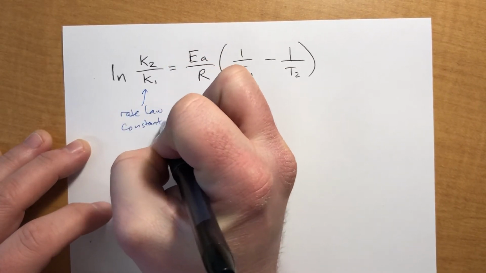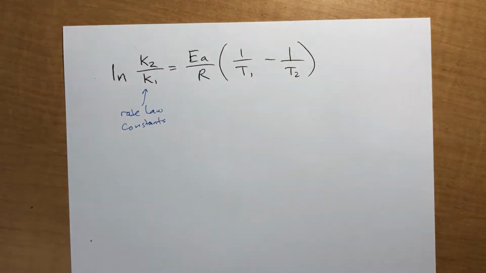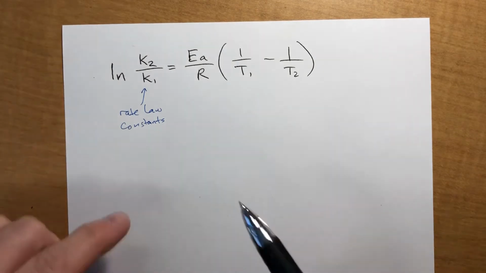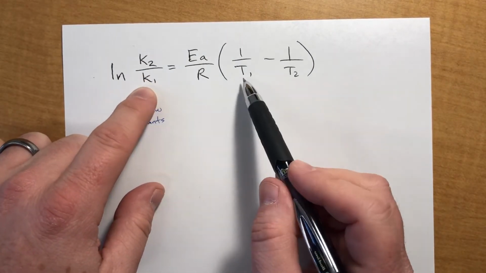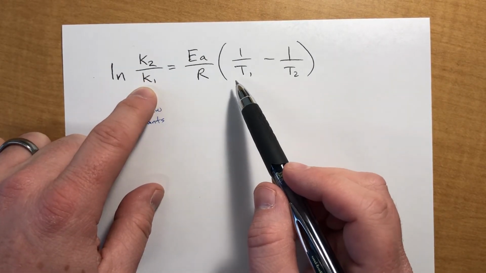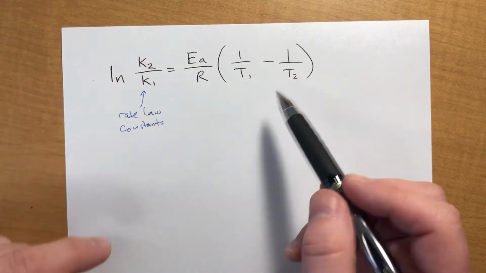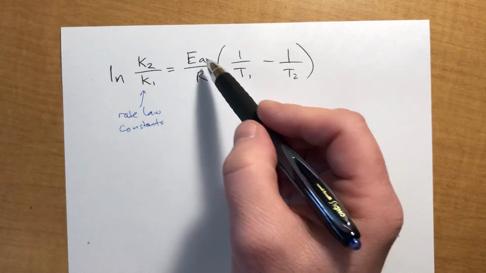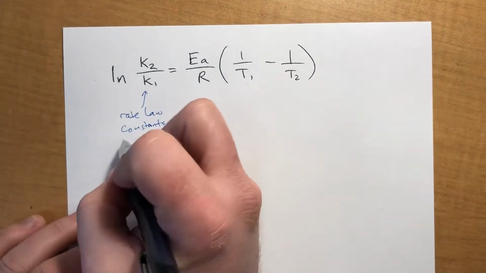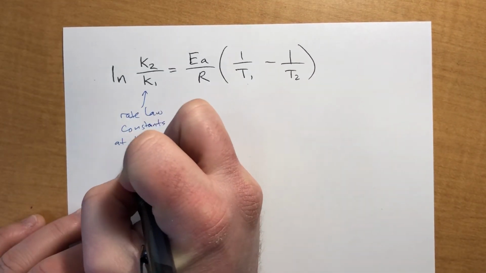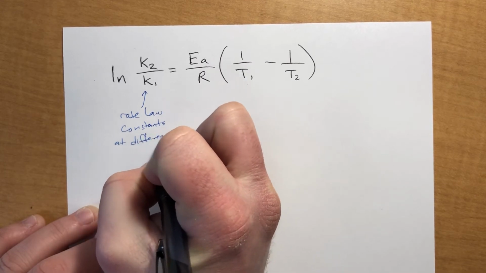It depends on whether it's a first order, second order, or third order as to what the units are going to be, but it's for the same reaction. So basically what we know is that K changes with temperature. So we measure the rate law constant at one temperature, and then we measure it again at a different temperature. And in this equation, we can solve for E sub A. These are rate law constants at different temperatures.